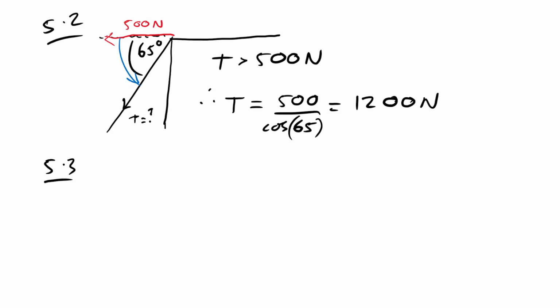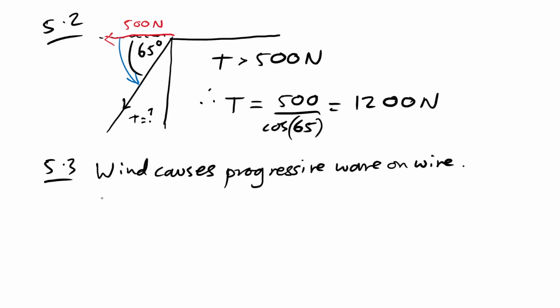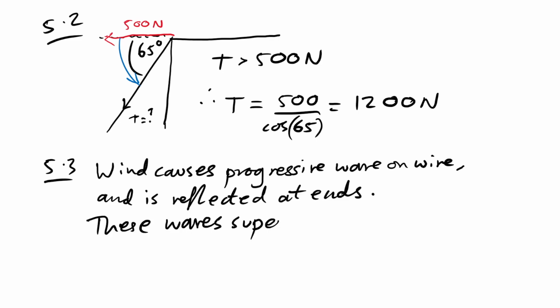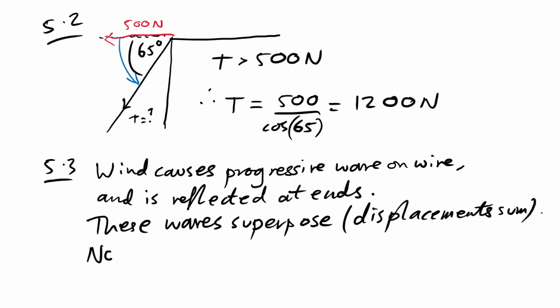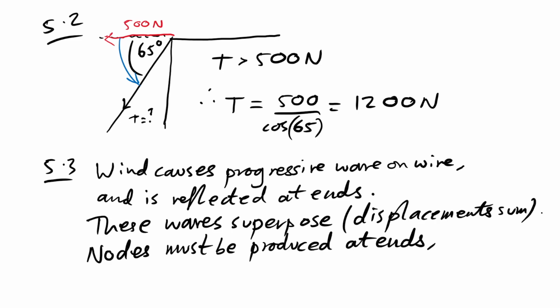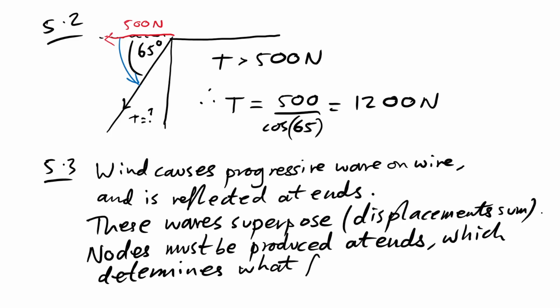Okay, classic question. How are stationary waves formed? Easy peasy. We say that wind causes progressive wave on the wire and is reflected at the ends. These waves, now for some reason AQA love the word superpose, which is fine, but they don't allow interfere anymore, which is really dumb, but let's play their game. These waves superpose. Let's say what that means. Displacements sum. And we know that nodes must be produced at the ends, which determines what frequencies are allowed.